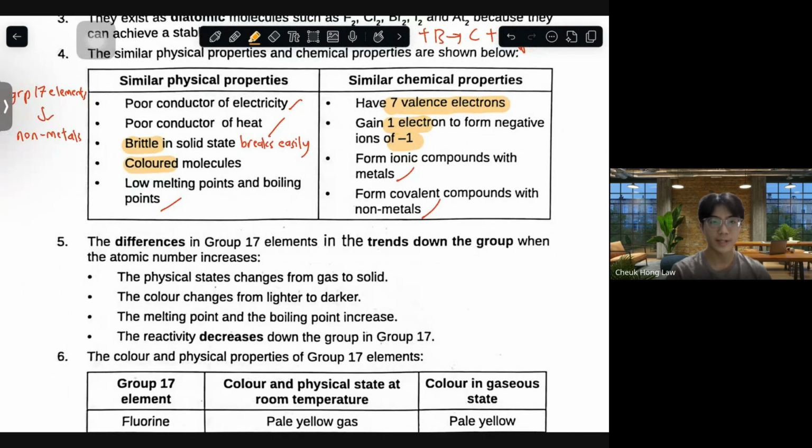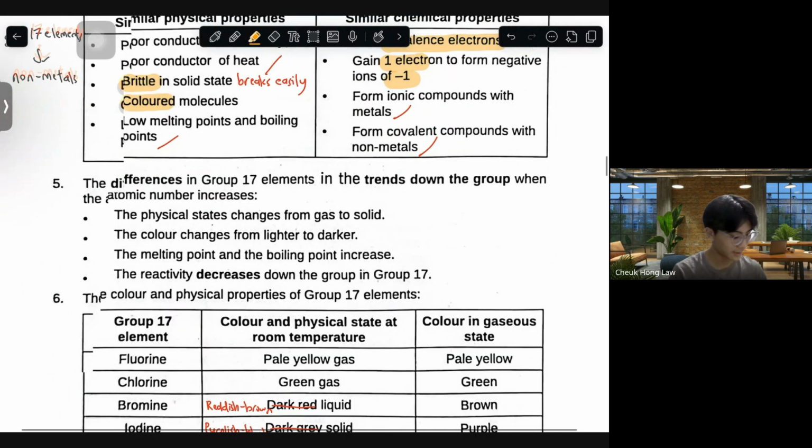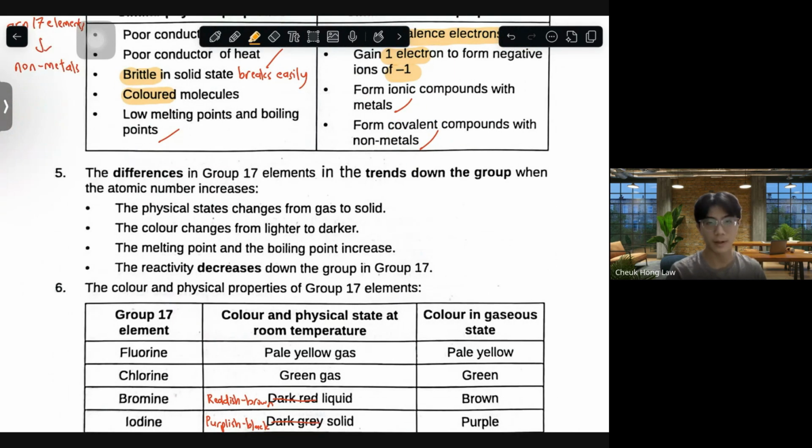Now let's look at the trends down the group. So this is the more important part, the trend down the group. So down the group in group 17, what are your trends? I have a memory shortcut for this, which is: mom cooks rice. Okay, so very simple. Mom cooks rice. Focus on the first letters, M, C, and R.